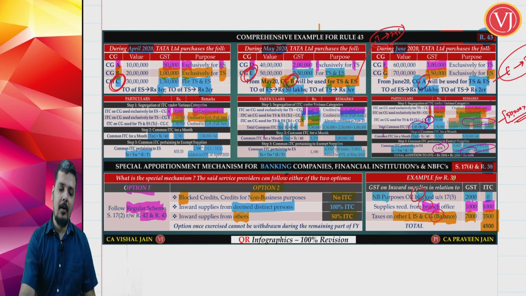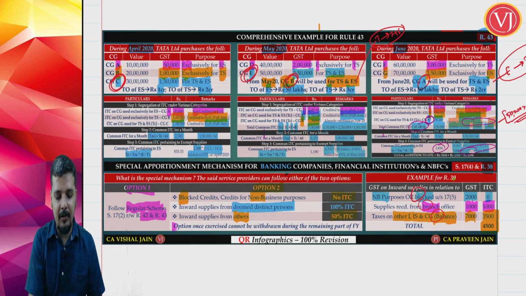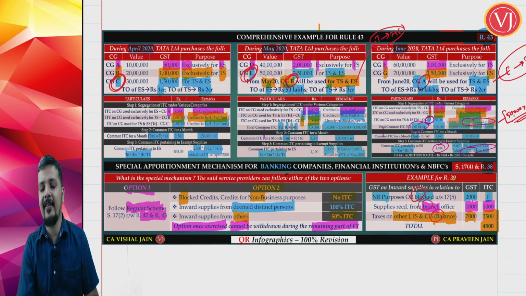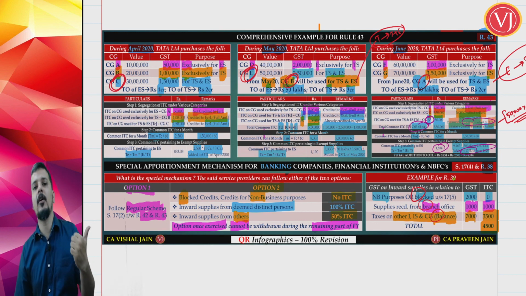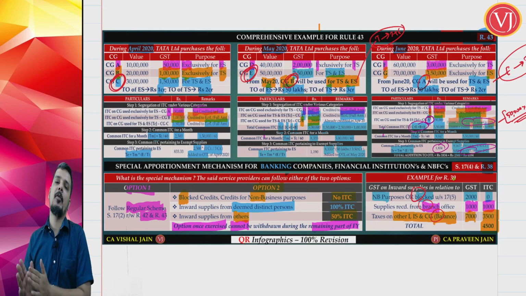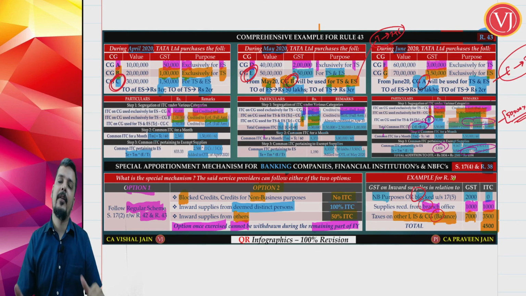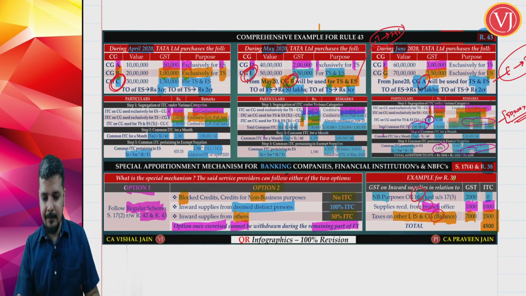And one important point that you have to remember is, you have to opt once in a year. So once you go for rule 38, once the option is exercised, it cannot be withdrawn for the remaining financial year. If banks decide to go for rule 38, in between they cannot go back to 42, 43. If they have decided that they want to go for rule 38, till the year end they have to be under rule 38. They cannot go back to 42, 43. Next year they can again go back to 42, 43. So that they can do.